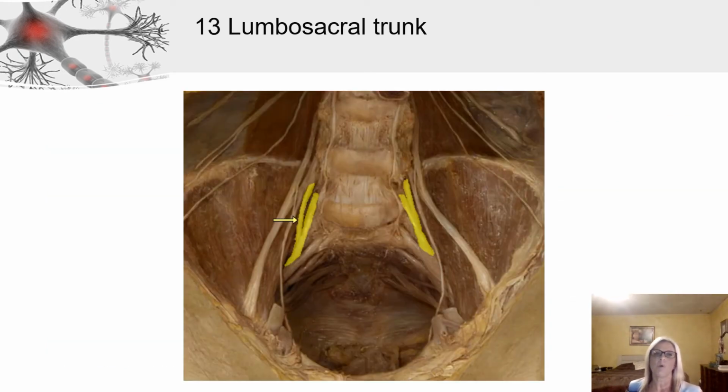Now we have the lumbosacral trunk, which interconnects the lumbar and sacral plexus. And a trunk is just usually the bottom portion, like the trunk of the tree, and it's going to be thicker, and then it's going to divide off into branches, very much like a tree. And so that's how you know what a trunk is. And we'll look at trunks even somewhat in cardiovascular as well.